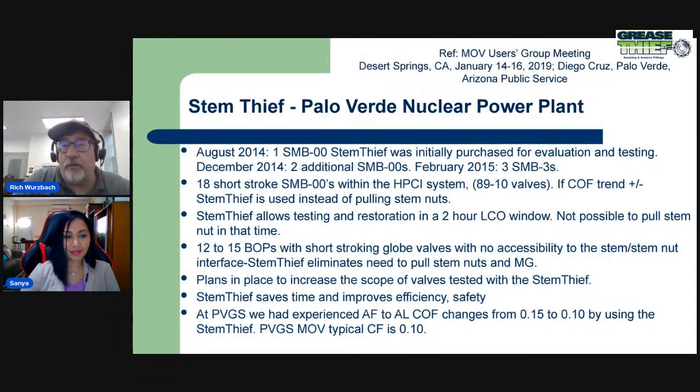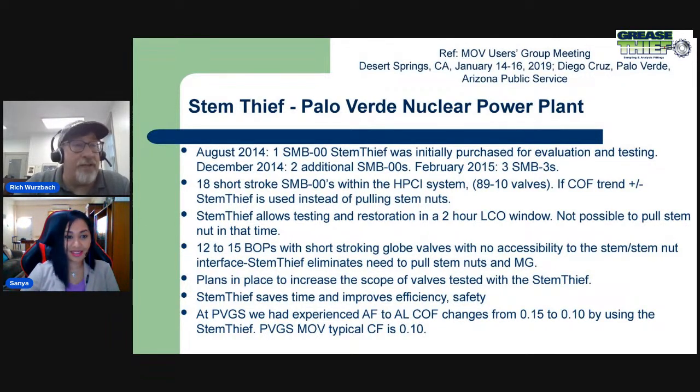And then they look at the coefficient of friction, and if it's trending up, they just use the grease thief and bring it back down again. And then they measure this with the torque. They know that this has made a significant change, which is great. It allows that testing and restoration to be done in a 2-hour window, and that means they can keep the plant running.